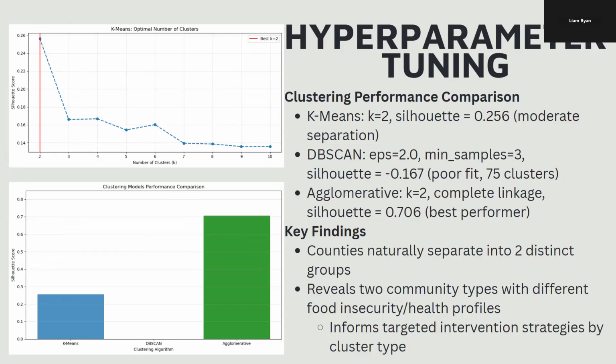The bottom line is that counties naturally fall into 2 distinct groups based on food insecurity and health patterns, enabling targeted intervention strategies for each community type.